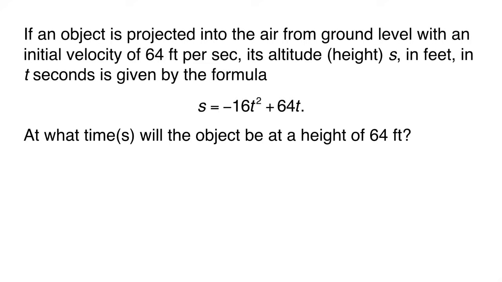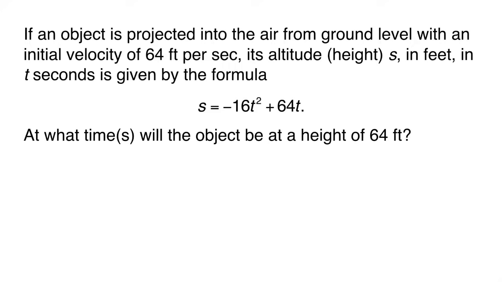If an object is projected into the air from ground level with an initial velocity of 64 feet per second, its altitude or height, s, in feet in t seconds is given by the formula s equals negative 16t squared plus 64t. At what time will the object be at a height of 64 feet?